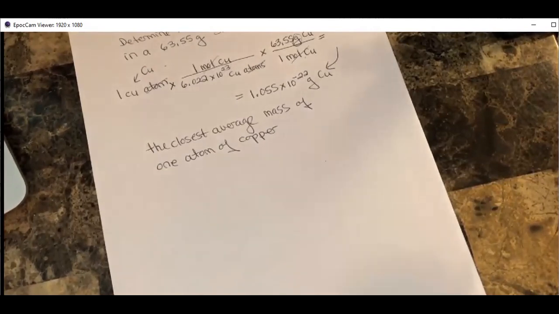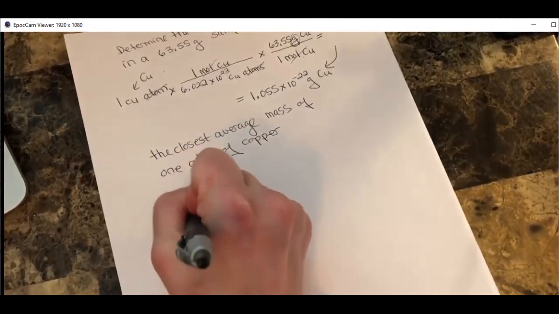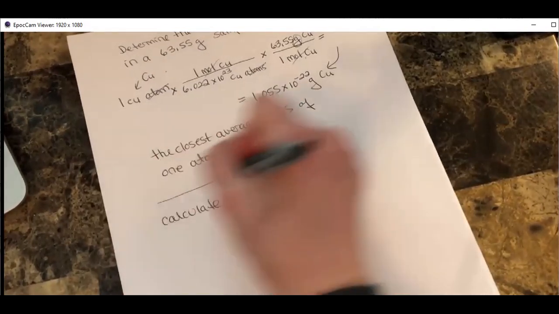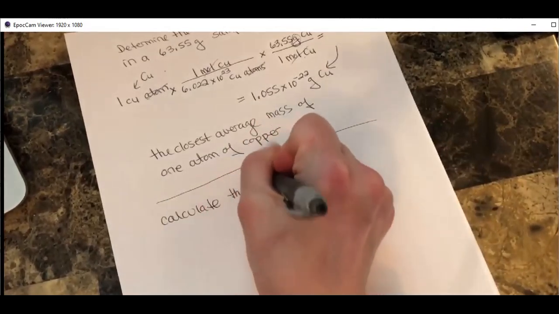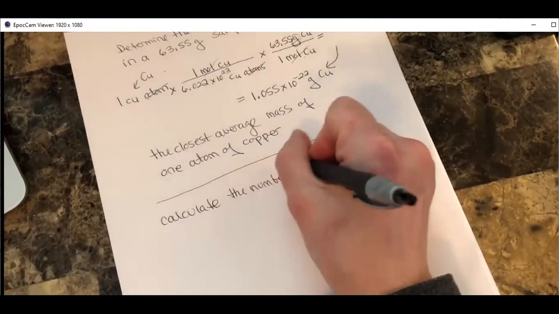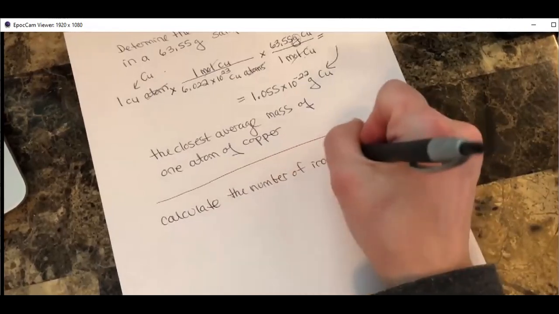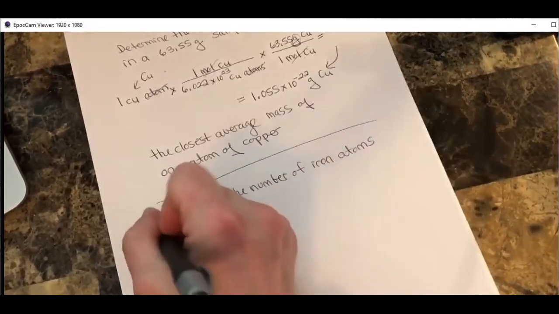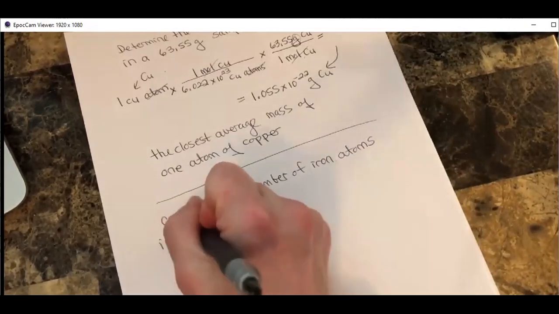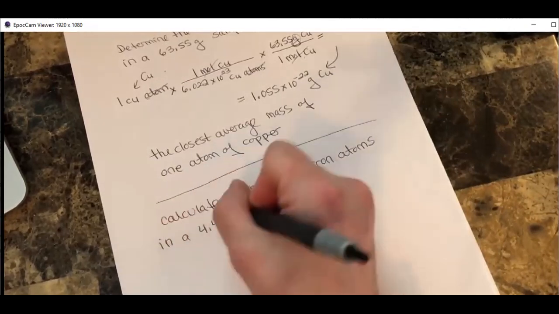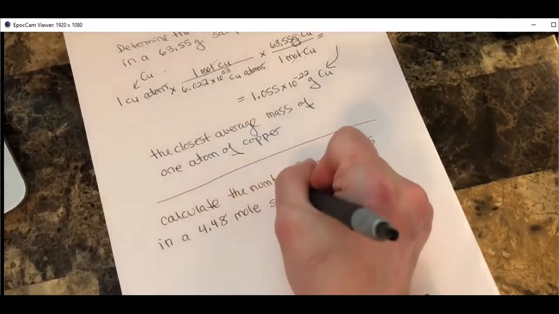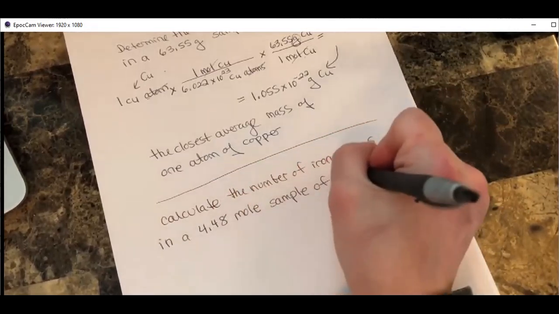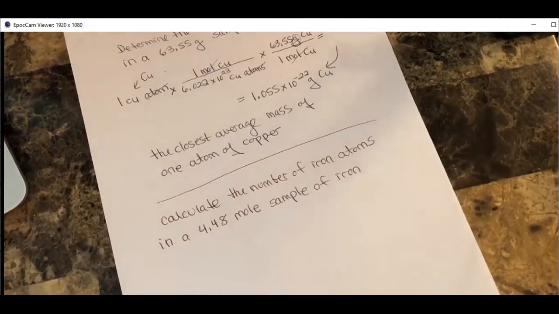Okay, so let's calculate the number of iron atoms in a 4.48 mole sample of iron. Okay, this is a little bit different. It's worded a little bit different, right?